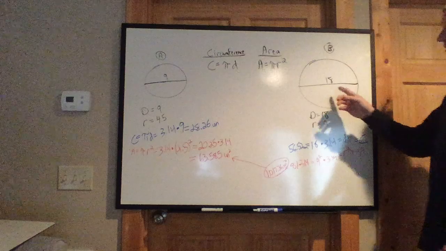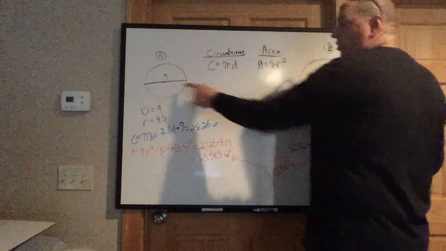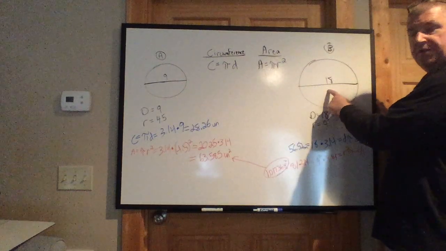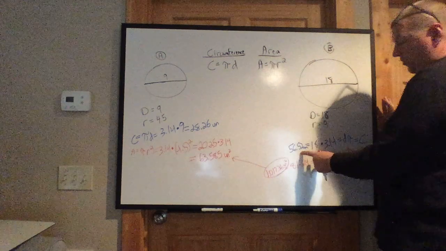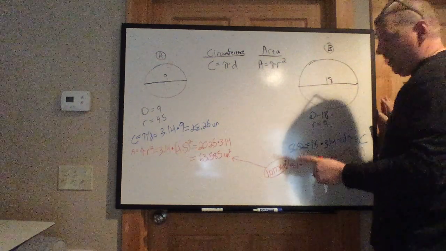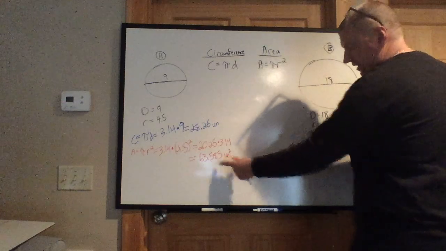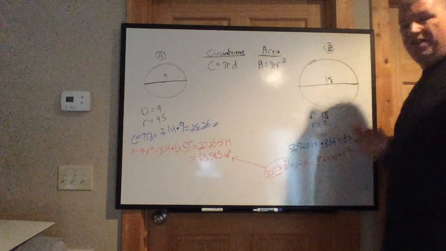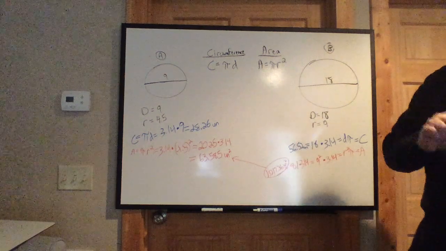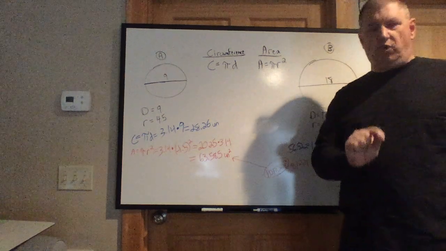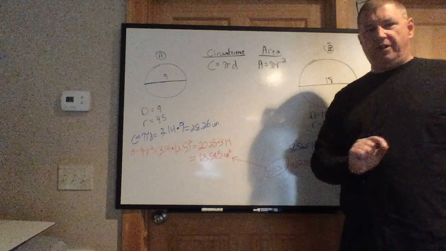So we doubled the diameter going from this circle to this circle. The circumference doubled going from that circle to that circle, but the area, this one times this one, wow, that is a huge jump. So it works for circumference, but it does not work for area when you just double the diameter. All right. Thank you.